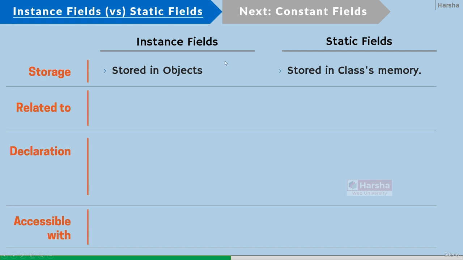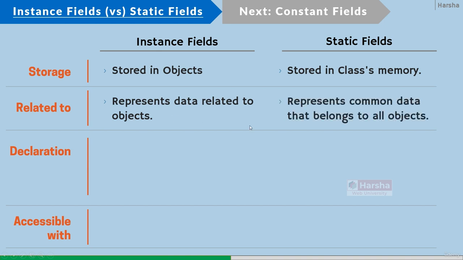Let us compare instance fields and static fields. Instance fields are stored inside the objects. Static fields are stored in the class memory. Both are stored in the heap. So static fields will not be stored inside the objects. Here, instance fields are the non-static fields. That means the normal fields that you have created already in the previous application. So you can call the non-static fields as instance fields. Instance fields are related to respective object, but static fields data is common to all objects of the same class.